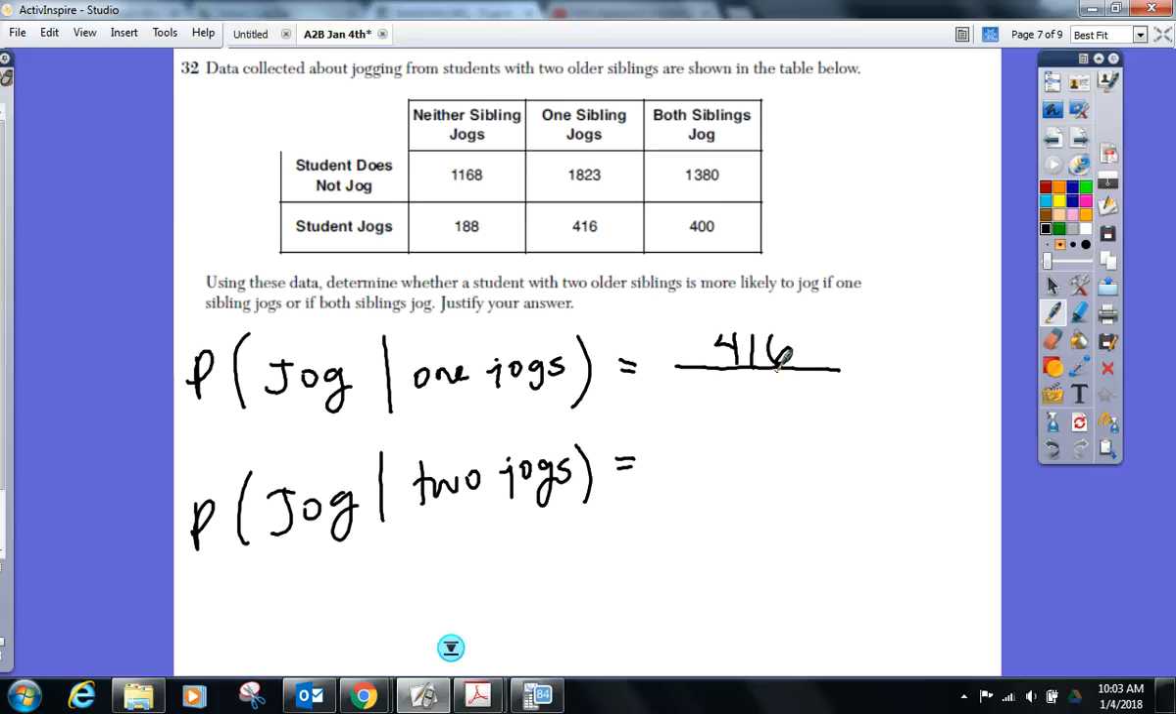Don't give me just in general. What should go in the denominator? One jogs, right? So one sibling jogs. How many do I have right there? Add them up. 2,039. Okay, now go ahead. Yep, Sarah.